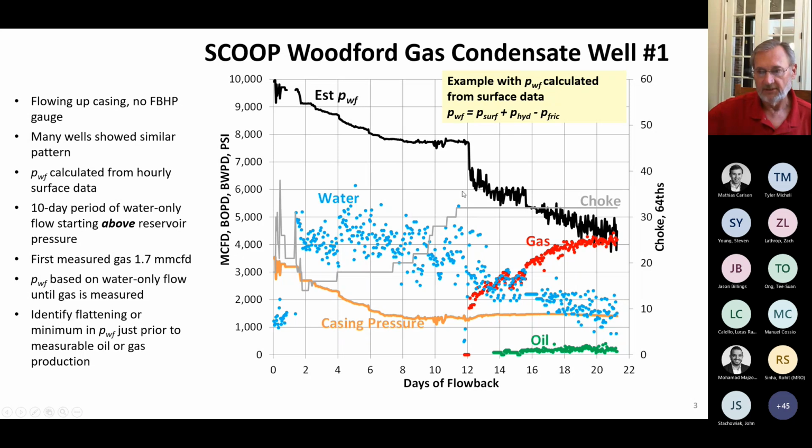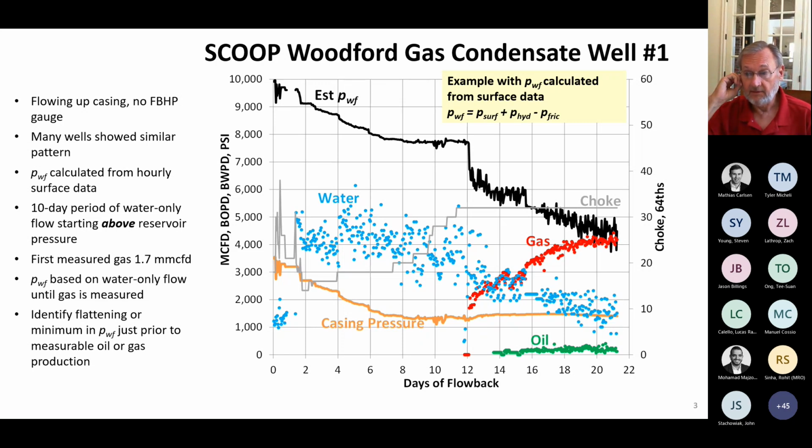So on all these cases, we were flowing up casing, no tubing in the hole, and no flowing bottom hole pressure gauge. And we noticed a similar pattern on all these wells, both Woodford and Merrimack. We had a period of water only flow in both of these formations, which is something that I have not seen in the Wolfcamp in the Delaware Basin, for example. So you have to use a somewhat different method there.